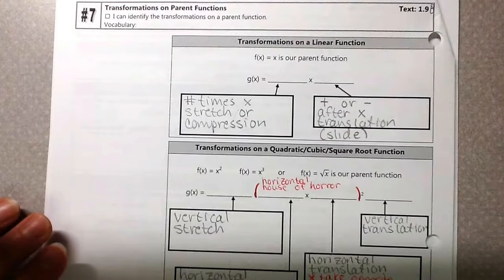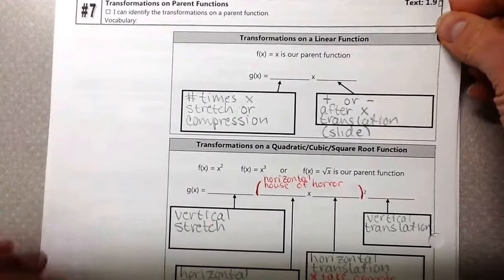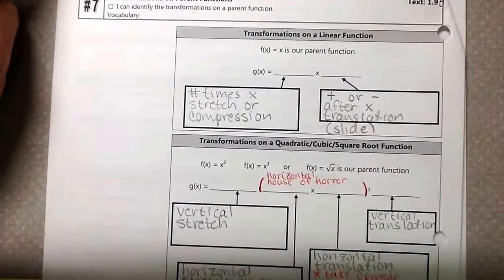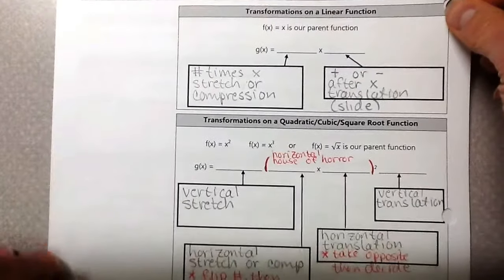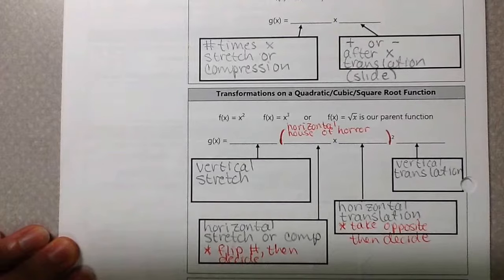In section 1-9b, we are going to look at the location and operation of transformations with a function and identify what they are without graphing them. Yesterday you graphed functions and decided what they were.